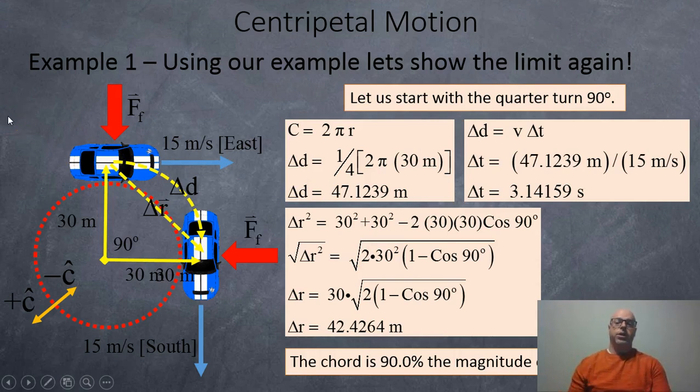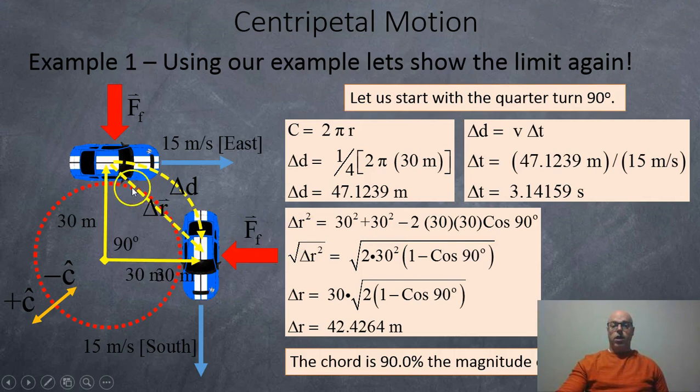Now, we're just going to look at the limits again just to show you that it really does work nicely in a different way. So first of all, circumference is the perimeter of a circle, 2 pi r. But in this case, we're going to start off with a quarter turn, or a 90-degree turn. And so we need 1/4 of the circumference to find our distance. So our distance is going to be 1/4 of the circumference, and it's going to be 47.1239 meters. Now to find the time it takes to traverse this, we're going to take the distance, 47.1239 meters, and divide by the 15 meters per second. So it's going to take basically pi, or 3.14159 seconds, to make this turn.